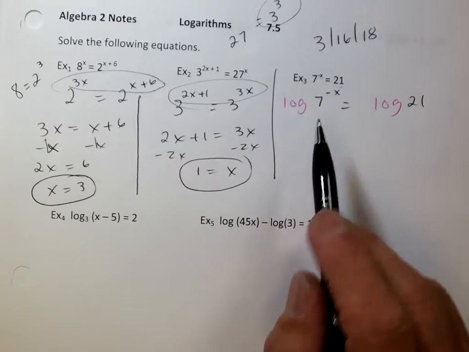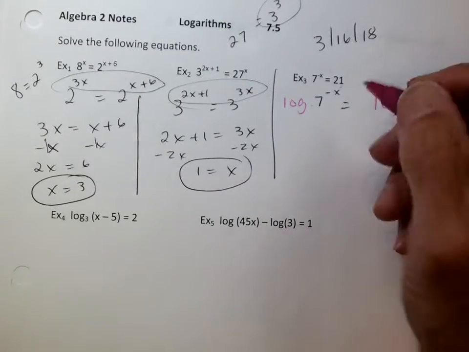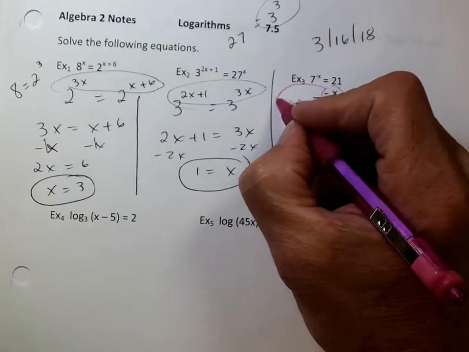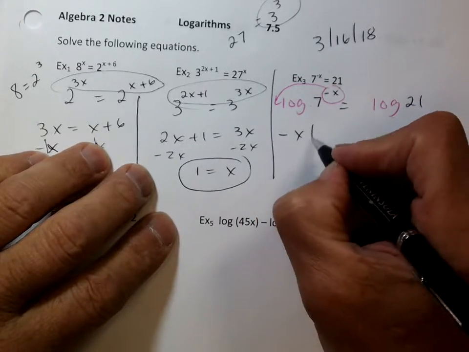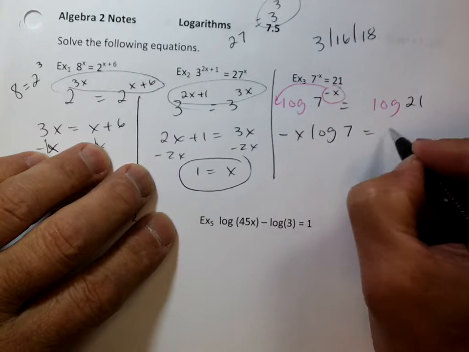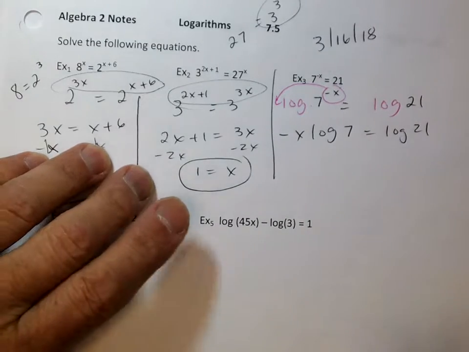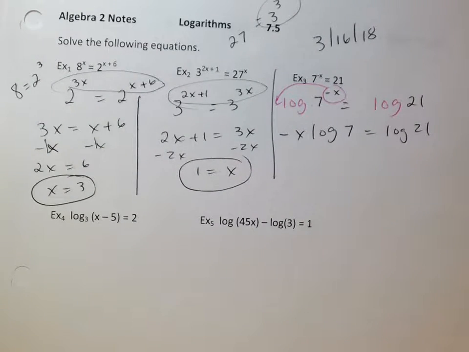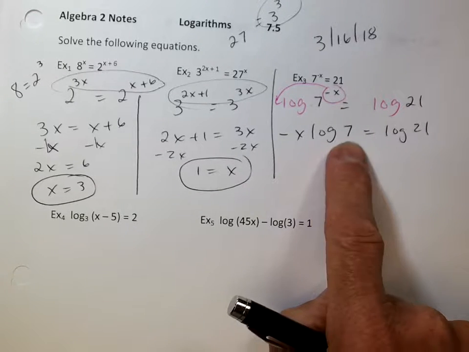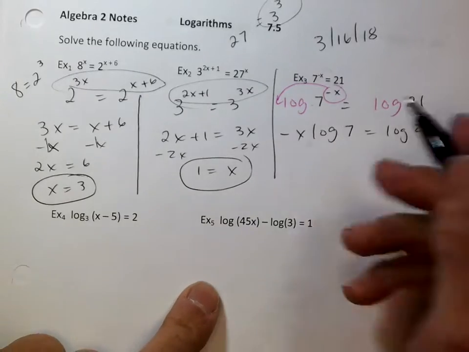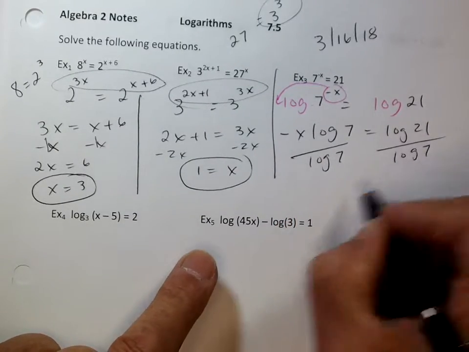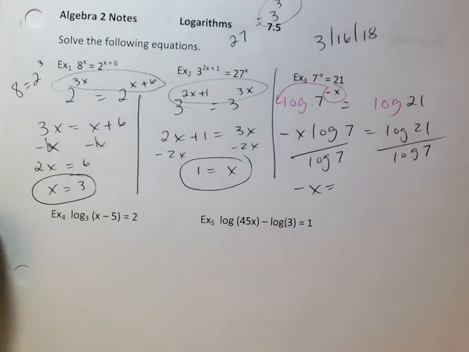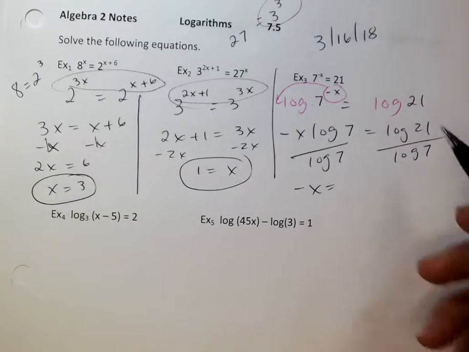So from here we did that whole process so that we can float the exponent down. So the exponent comes down. We get a negative x log 7 equals log 21. I just need to solve for x. Log 7 is a number. It's a number in my calculator, okay? So I'm just going to treat it like a number. So I'm going to divide by log 7. Divide by log 7. And I'm going to have a negative x equals whatever that is. I'm just going to put that in my calculator. Okay? And there you go.